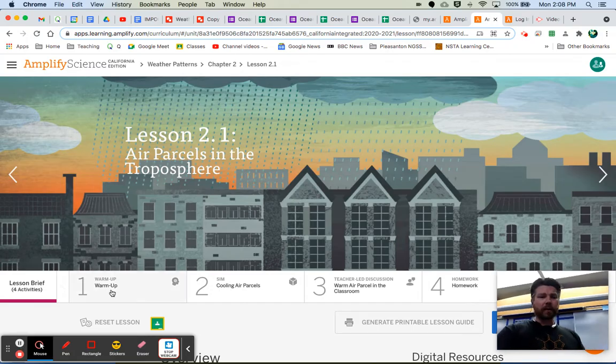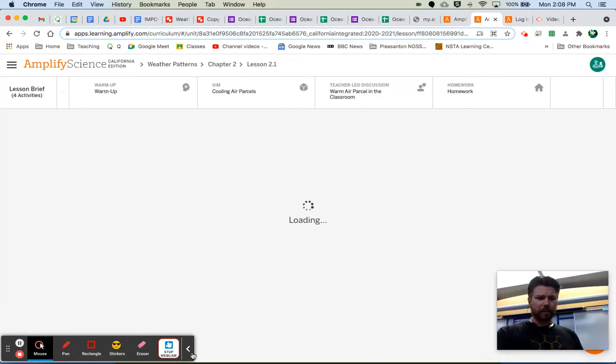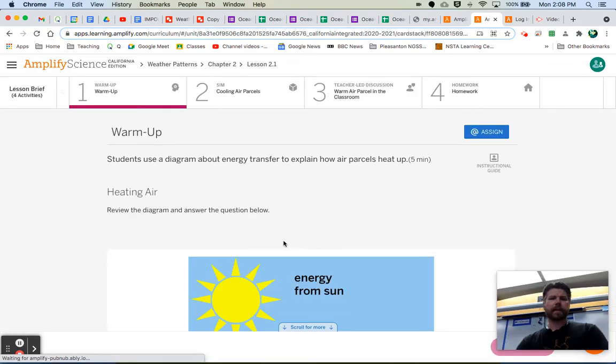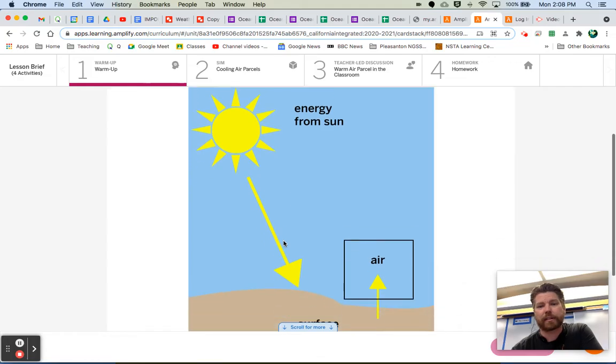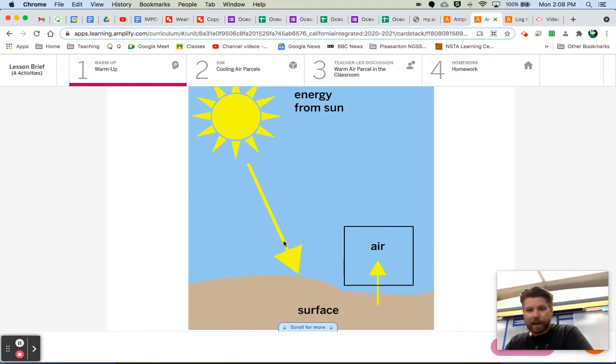So let's start with our warm-up. And let me move that out of the way. Check it out. All right, so what a beautiful drawing. Thank you, Amplify. I can see you put a lot of effort into this. But hey, wait, really though, I like how simple this drawing is. There's not a lot of stuff to distract us from what we're supposed to notice. So the simplicity actually really works with this. All right, what do we got here?